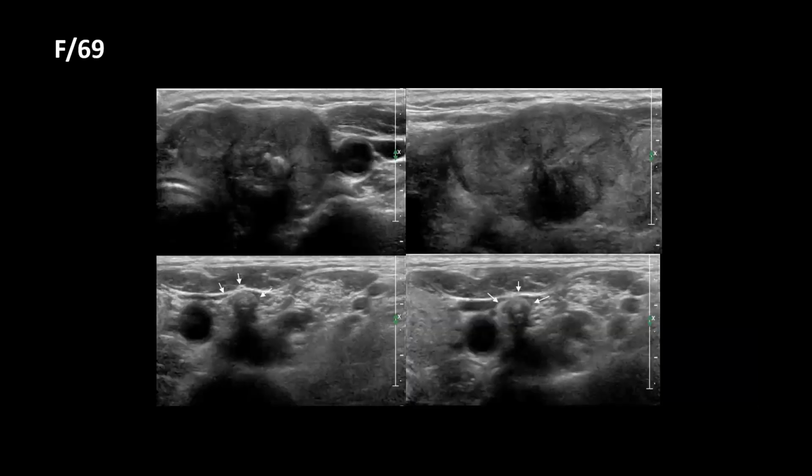A 69-year-old female was diagnosed with thyroid cancer at an outside clinic and referred to our hospital for surgery. In the outside US, a calcified lymph node metastasis was suspected at her lateral neck.